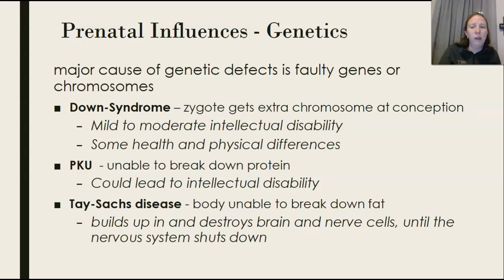Tay-Sachs disease is when a body is unable to break down fat, and that fat can build up and destroy brain and nervous cells until the nervous system shuts down completely. And yes, that would be fatal. There are signs of the disease around 4 to 6 months old, and children usually pass away by age 5, if they do have this disease. So this one's a pretty serious one.